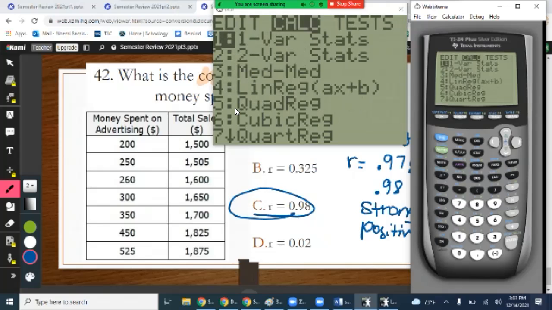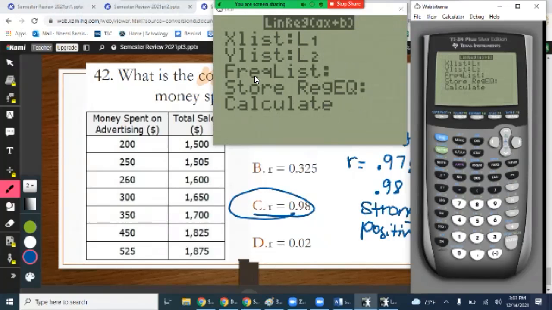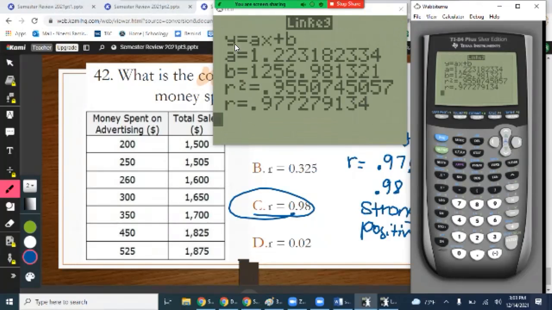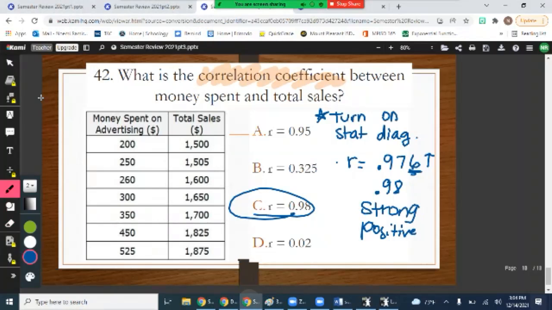Stat, calculate number 4. You always want to go to store, alpha trace, enter, enter, enter. And there's your 0.977. Actually, I've been getting a lot of people that told me 96. So 97, let me erase that 6 then. 977. Now this 7 rounds up and changes that 7 to an 8.